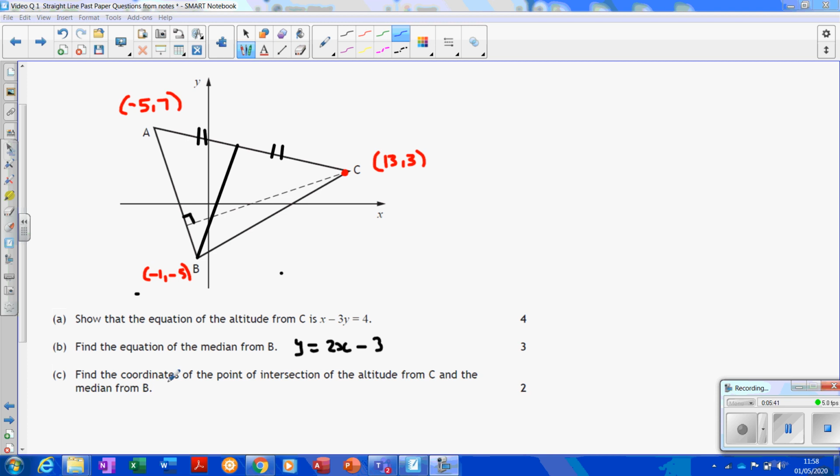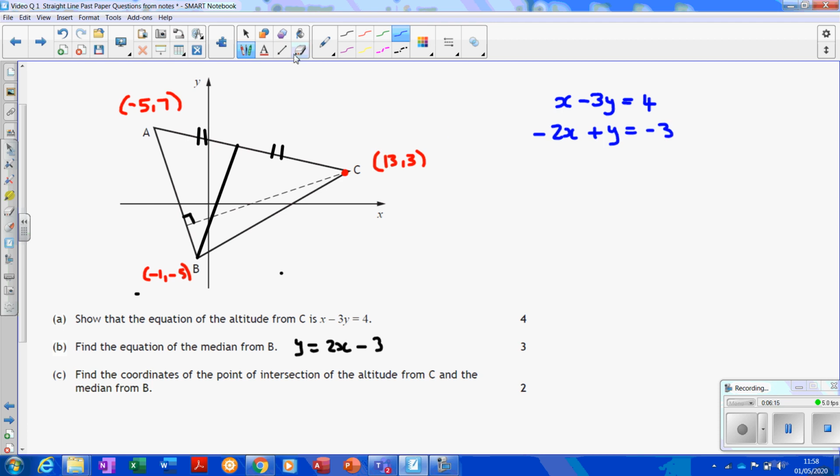Part C, find the coordinates of the point of intersection of the altitude from C and the median from B. So the altitude from C had equation x minus 3y is equal to 4, and the equation of the median from B was y is equal to 2x minus 3. Now I want x to come first, y to come next, and equal to a number. So that 2x is in the wrong place, so I'm going to take 2x off both sides. So minus 2x, I'll keep the plus y where it is, and the minus 3 can stay where it is.